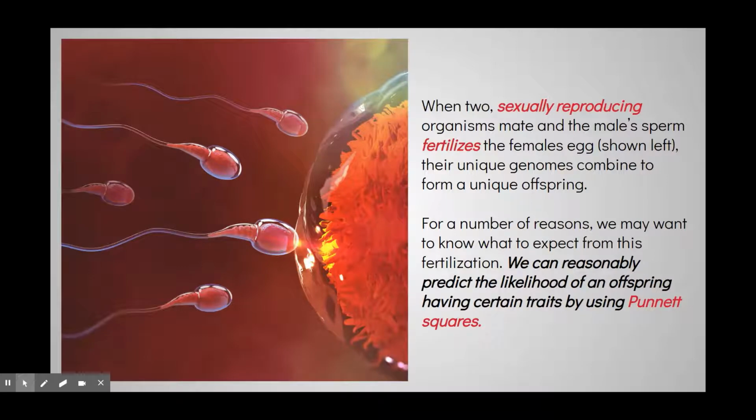For a number of reasons, we have an investment. We want to know what to expect from this fertilization. And we can reasonably predict the likelihood of an offspring having certain traits by using what we refer to as Punnett squares. This is going to be super helpful to us, especially as we think about the biotechnological implications. We might want to know how to prevent a baby from having specific diseases. We might want to know the likelihood that a baby has specific physical traits. Punnett squares allow us to do just that.